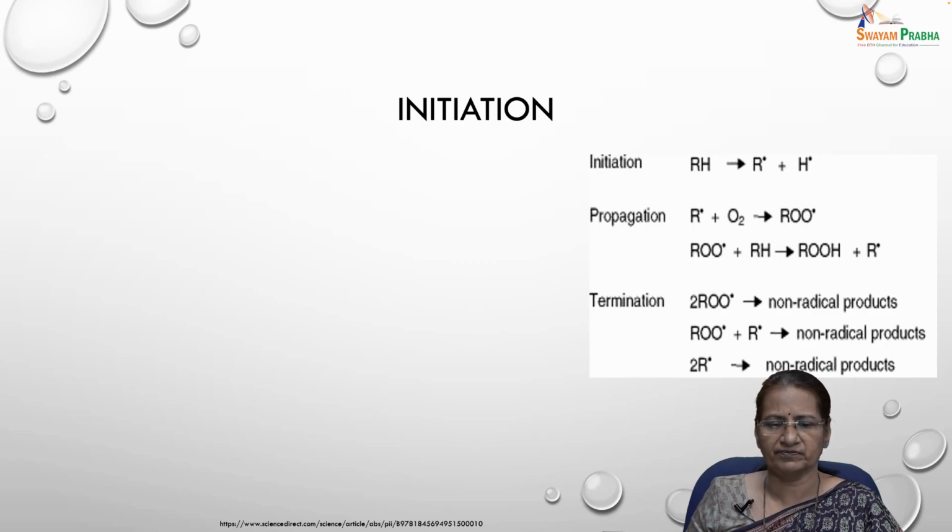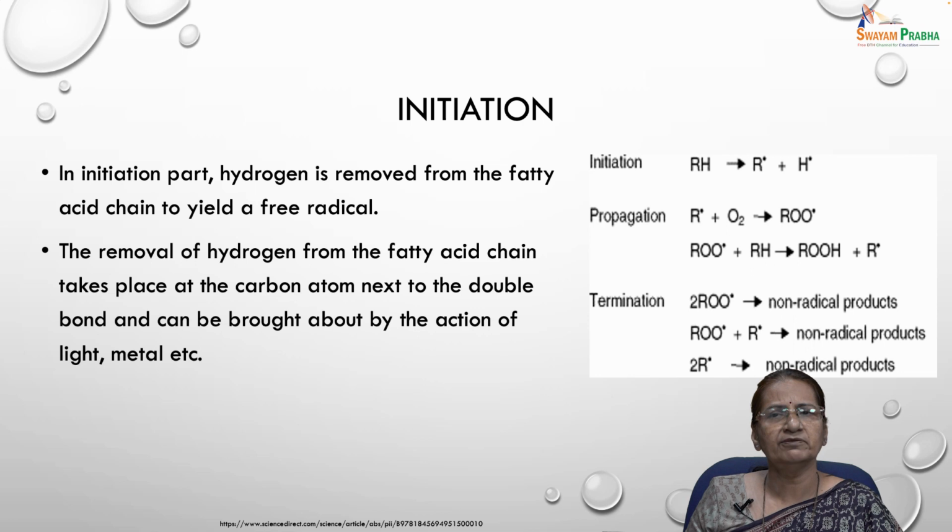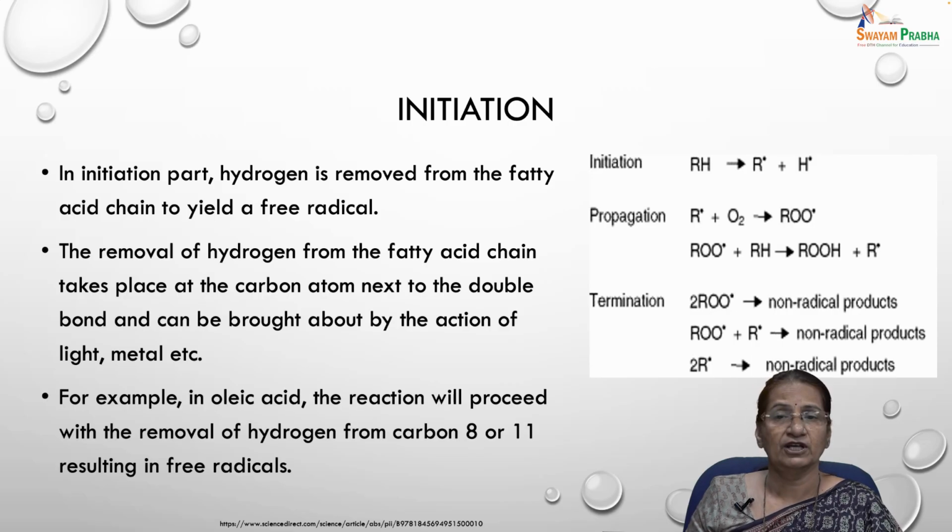Now initiation. In initiation, hydrogen is removed from the fatty acid chain to yield a free radical. The removal of hydrogen from the fatty acid chain takes place at the carbon atom next to the double bond and can be brought about by the action of light or metal, etc. For example, in oleic acid, the reaction will proceed with the removal of hydrogen from carbon 8 or 11, resulting in free radicals.